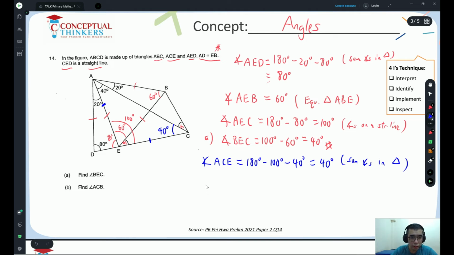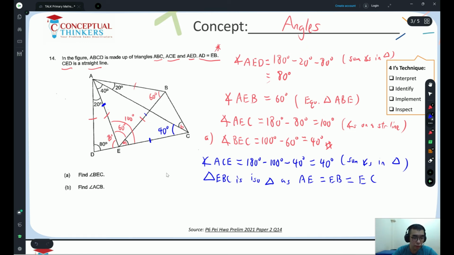Okay, so that tells me that triangle EBC is an isosceles triangle, as the line AE is equal to EB, this one is equal to this one. It is also equal to this. It's also equal to EC.